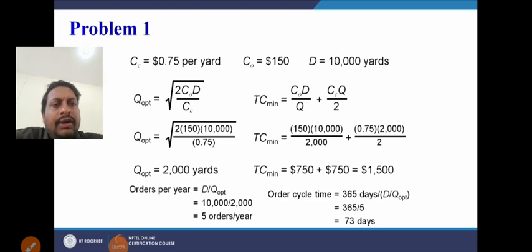So every time we place an order, the quantity is 200. The number of times we place the order equals annual demand divided by quantity, so 5 times we are going to place the order.